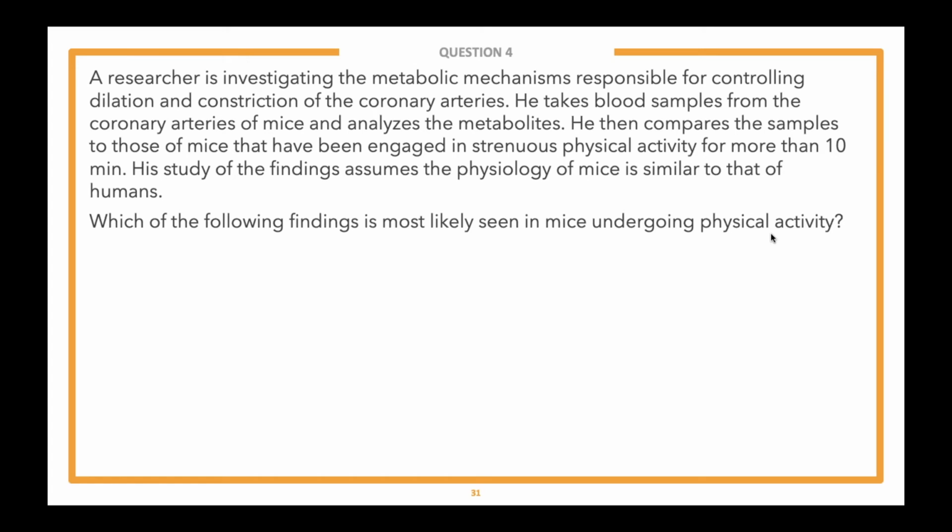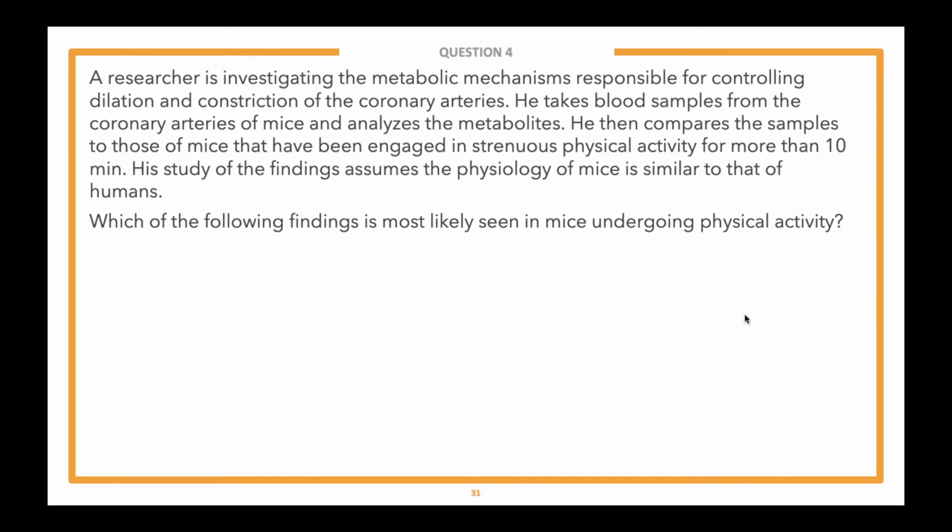Once again, the answer choices are covered up, and we will begin with the lead-in. Which of the following findings is most likely seen in mice undergoing physical activity? I'll give all of you a few moments here to respond in the question box and let me know how many steps you believe this question will require. And then we will move on to the vignette.